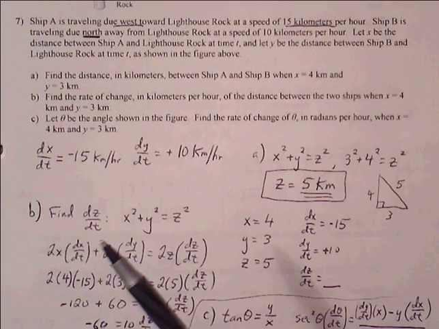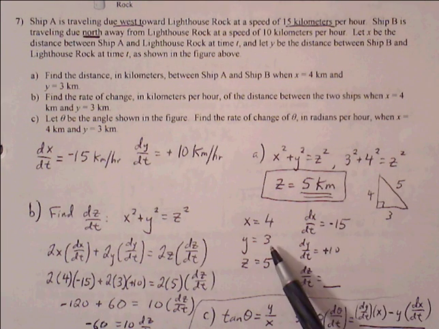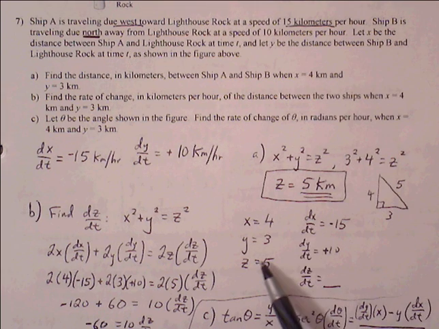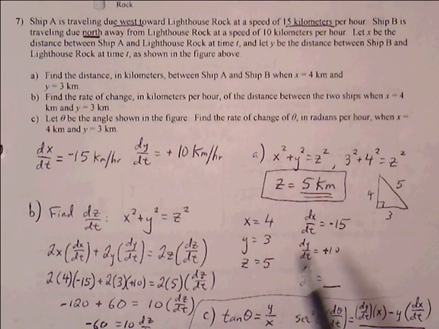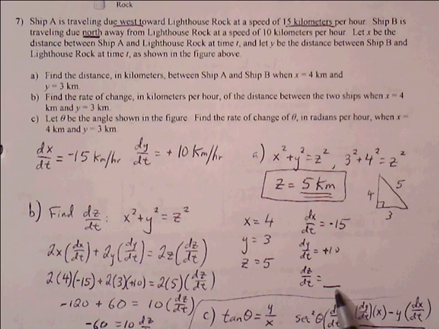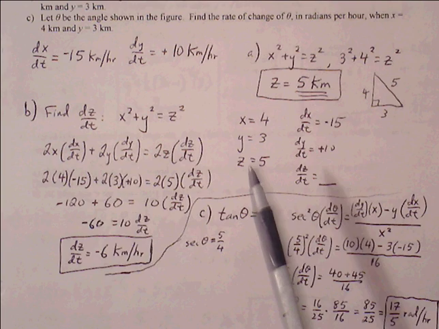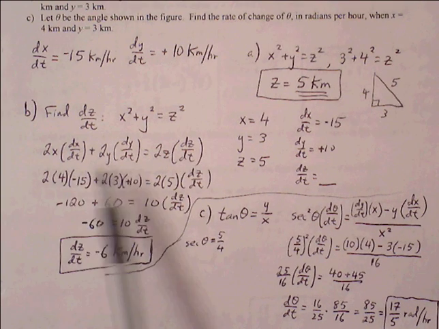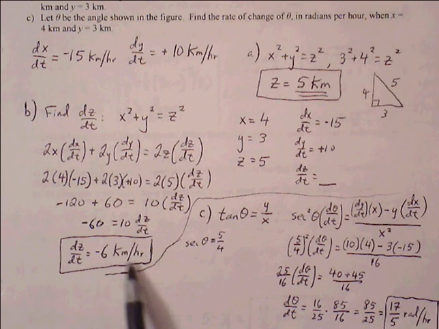So we know that at the moment when x is 4 kilometers, y is 3, and z must be 5. And we know dx dt, we know dy dt, so the only missing information is dz dt. So we can plug all that information in, algebraically solve for dz dt, and we get negative 6 kilometers per hour.